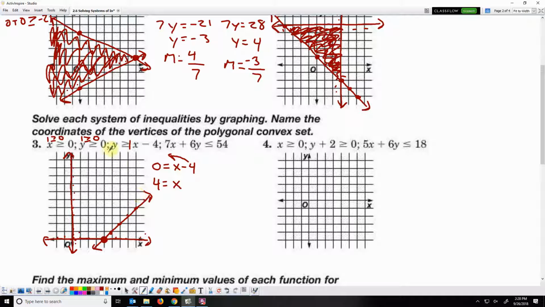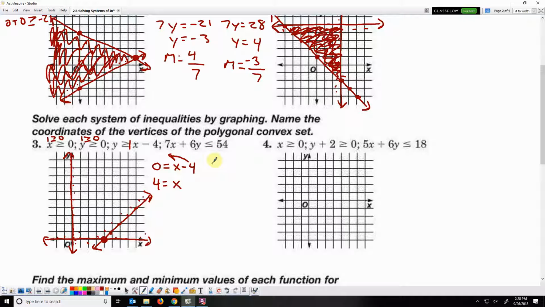Okay, now if I put in 0, 0, I get 0 is greater than or equal to -4, and that is true. This one wants to shade toward the origin. So now I've shaded this region all 3 times, and I've got a 4th point.